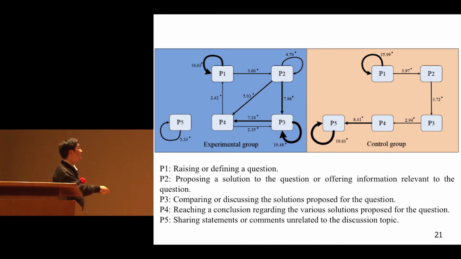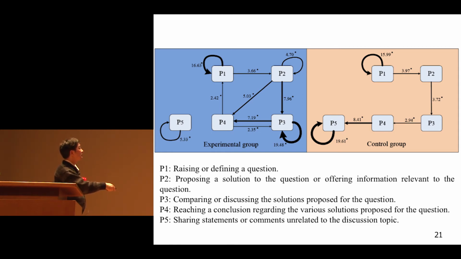P2 means propose a solution, right? When someone raises a question, they try to propose an answer. When someone raises a question, they keep proposing different answers, but that did not happen in the control group. Also, when they propose many answers, they try to go to P4. They try to reach a conclusion.